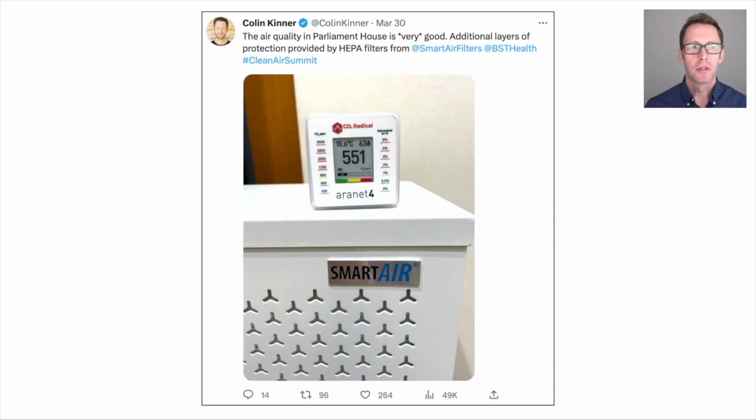You might be interested to know that the air quality in Parliament House is very good. They have an exceptionally effective mechanical ventilation system that ensures that even in very busy meeting rooms and event rooms, the CO2 levels are constantly around this sort of level, 550 parts per million, which represents very low long-range transmission risk and means that everyone in that space is being kept very safe.